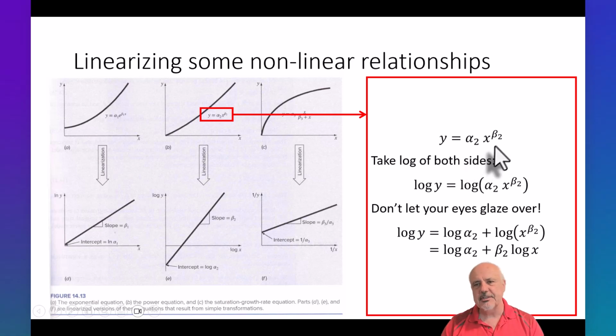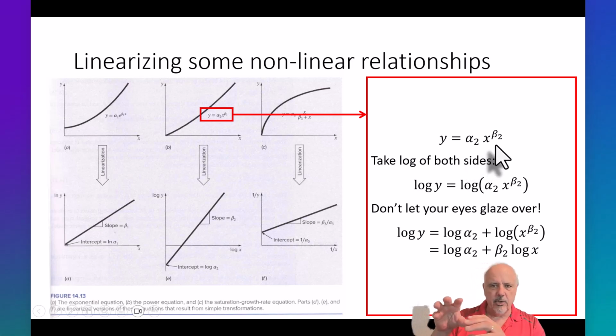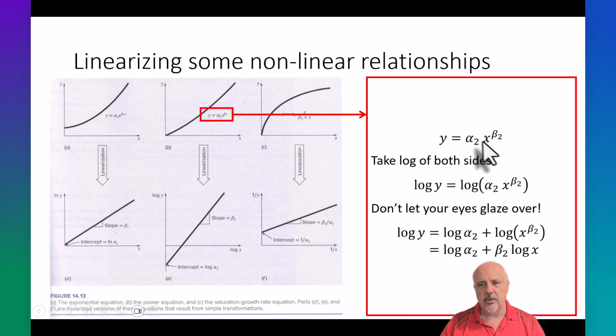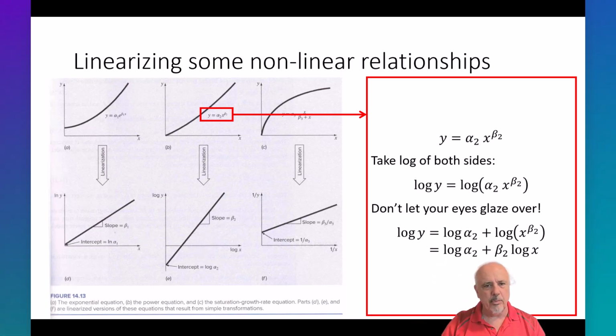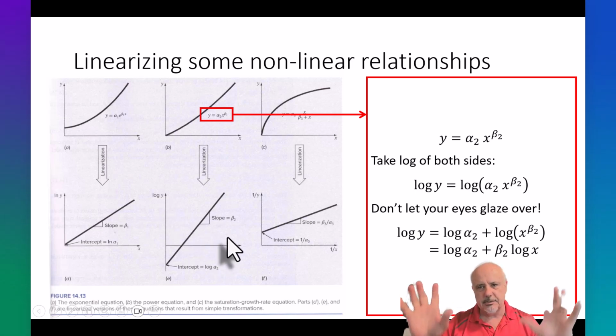Anytime I see a variable to a particular power multiplied by a scalar, I immediately think that the exponent is actually going to be a slope in a log type of plot. I immediately think this. I've seen it so many times.